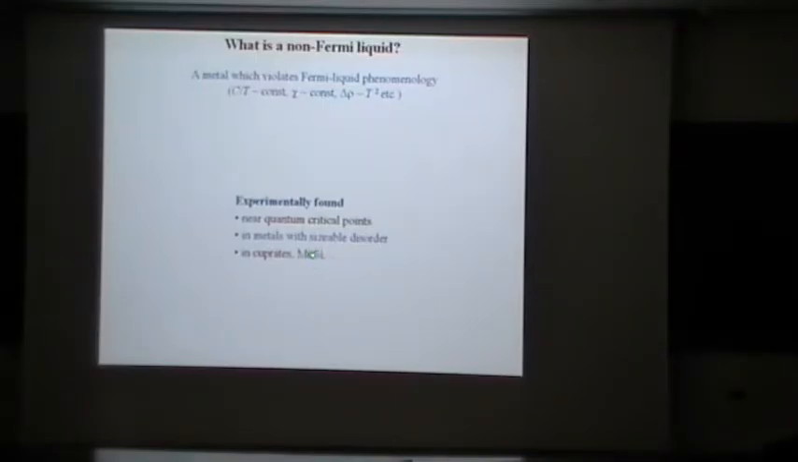It's also found in clean metals like MnSi, which is a very interesting topic. That's a chiral magnet, which has non-Fermi liquid behavior for unknown reasons. But for what follows, I will mainly focus first on quantum critical points, and then again discuss orbital-selective Mott phases, because this is something which does not appear on this list, and of course we are looking for experimental realizations.